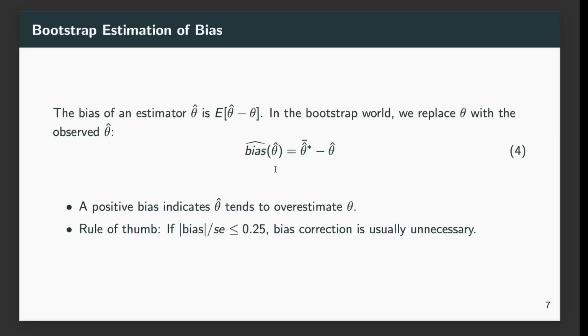If the absolute value of the bias divided by the standard error is less than or equal to 0.25, the bias correction is usually unnecessary. This is like a guideline. If the bias is small relative to the standard error, less than 1/4 of the standard error, then correcting for it will only slightly change our estimates, and it may not be worth the additional complexity. But if the bias is larger than this, then maybe we should consider a bias-corrected estimator.